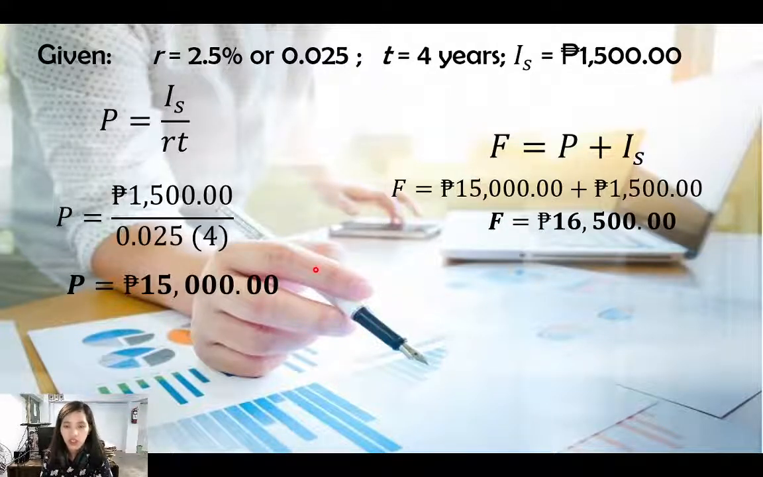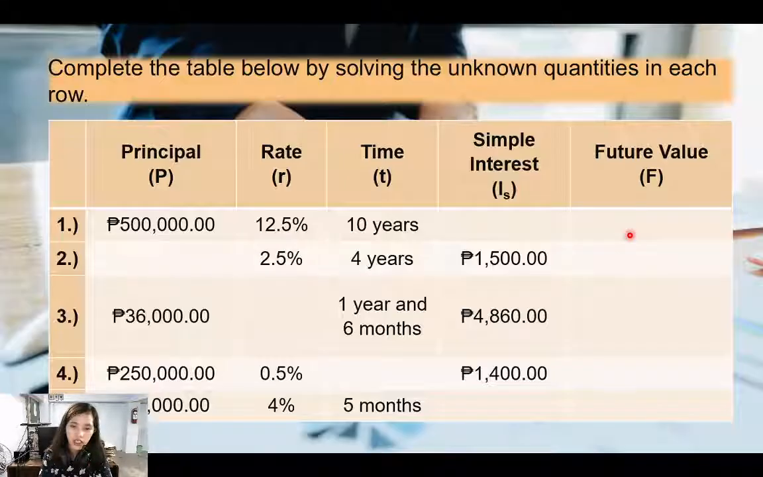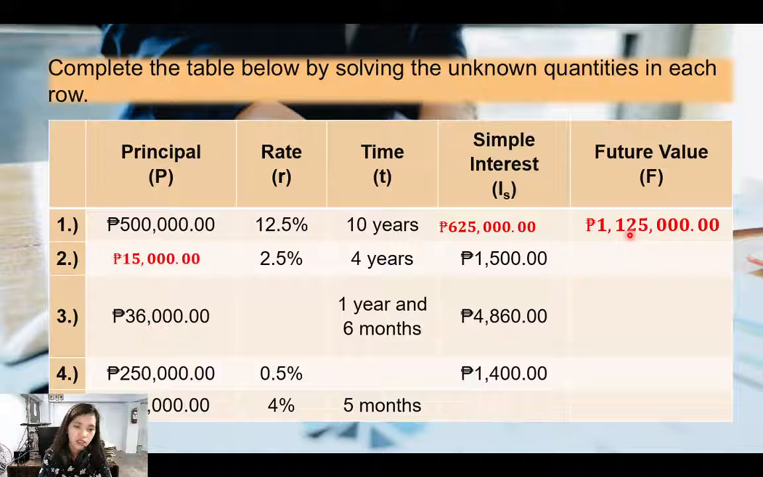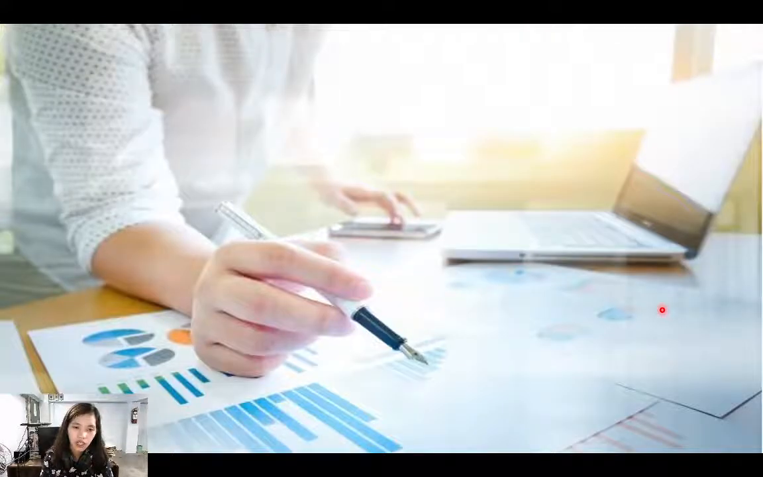So, let's proceed to the future value. F is equals to P plus I sub S. When the principal and the simple interest are given, we can just add them because that is what gives us the future value. So, we add 15,000 and 1,500. We will have 16,500. Now, let's put it in our box. 15,000 and 16,500. Now, for number 3, we will find the rate and the future value.